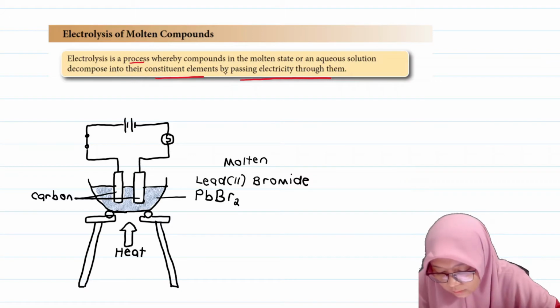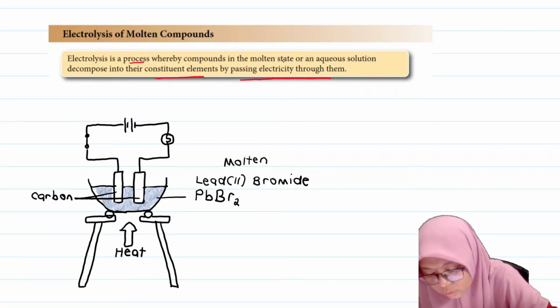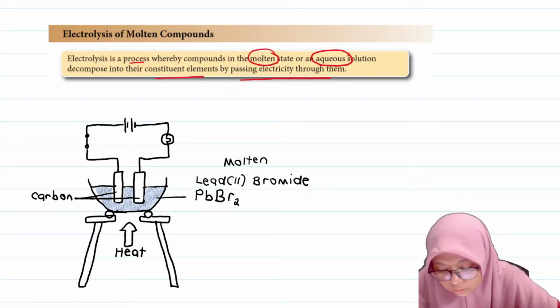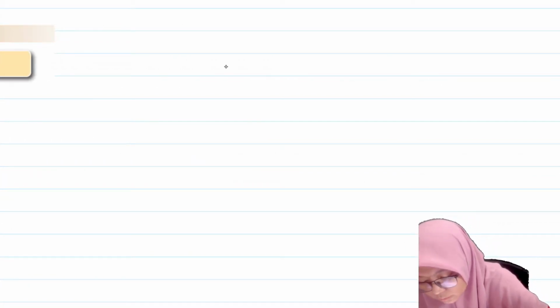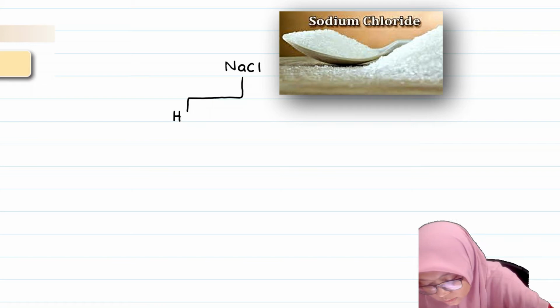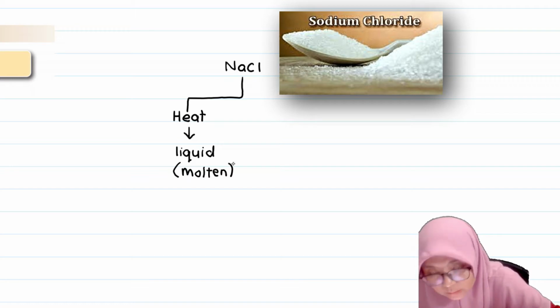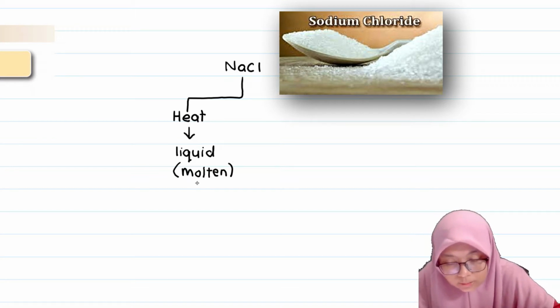The first one is molten or aqueous solution. You have to differentiate between molten and aqueous solution. What is the difference? Let me give an example. If you have sodium chloride and I heat it until it turns into liquid, it melts into liquid. This liquid, we call molten. It means you have to heat the substance in order for it to become molten. That's why, if you look at the setup of the apparatus just now, we need to heat the substance.